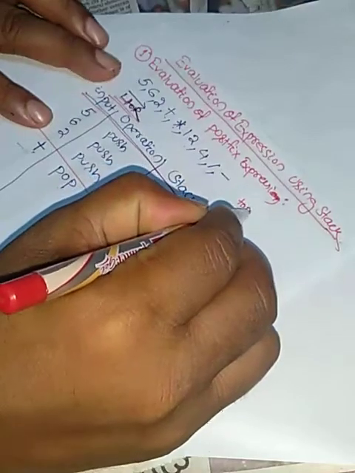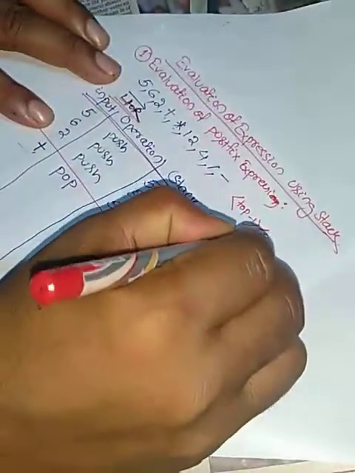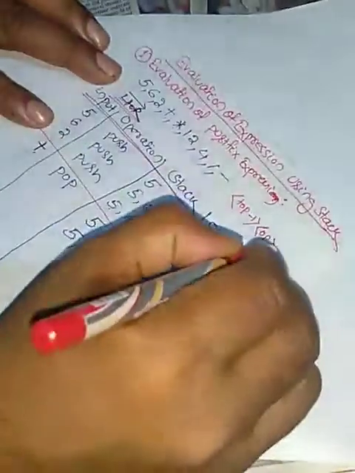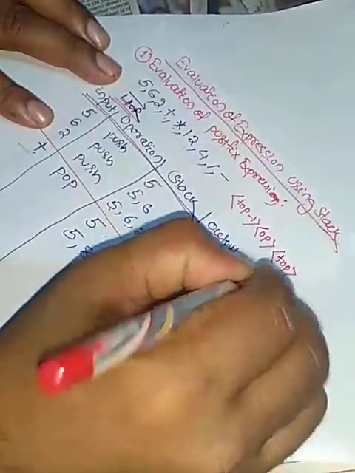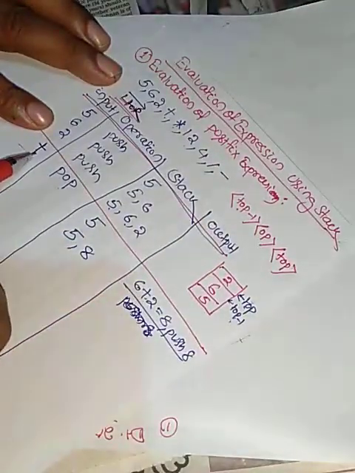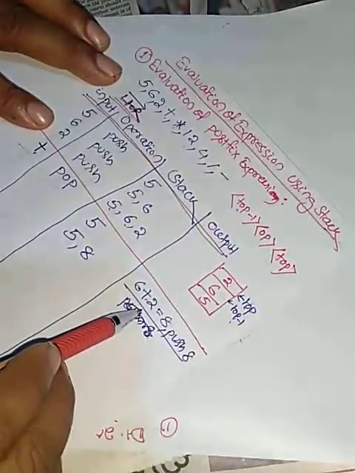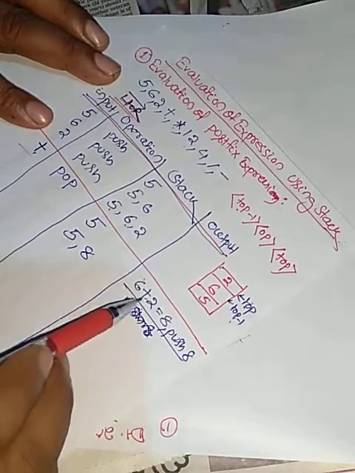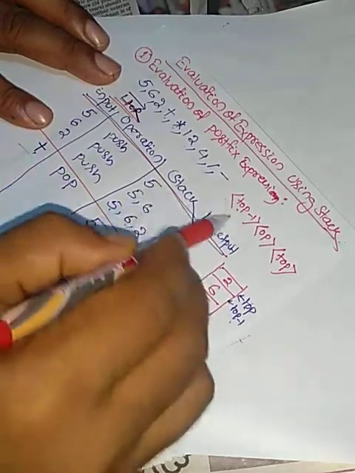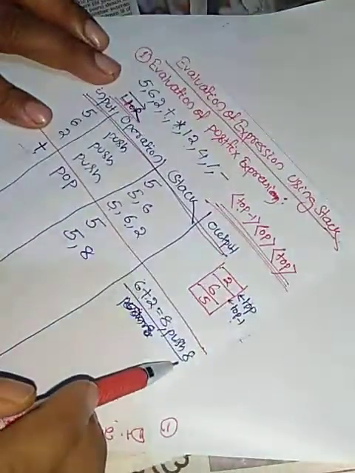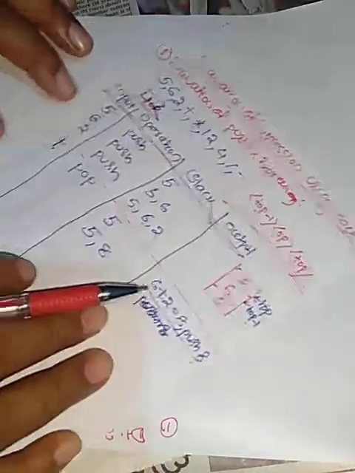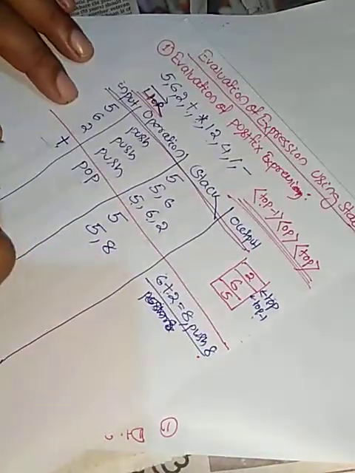The idea is top minus 1, then operator, then top. So 6 is top minus 1, the operator is plus, then top is 2. Top minus 1, operator, top. This is what we have to remember all the time. Then push the result back on the stack. So now the stack contains 5 and 8.